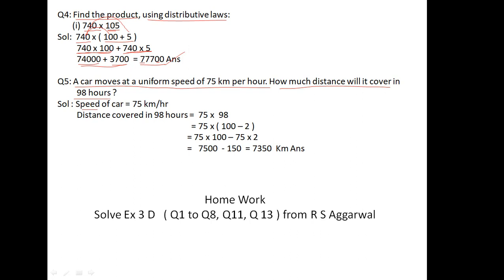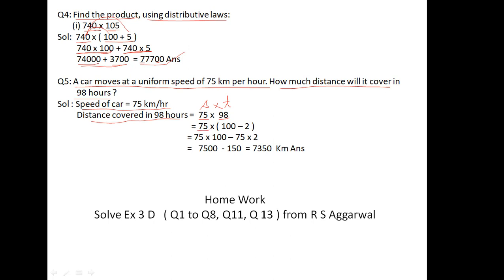So given the speed of the car is 75 km per hour, find the distance covered in 98 hours. We know that the formula is speed into time. Distance is equal to speed into time. So 75 into 98. Here we are using the property of whole numbers, by which we can easily solve.